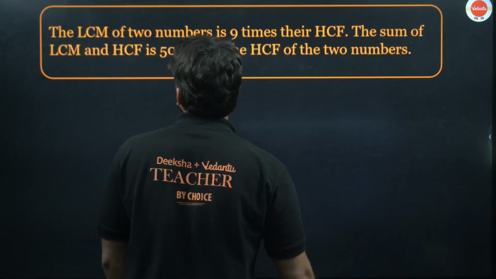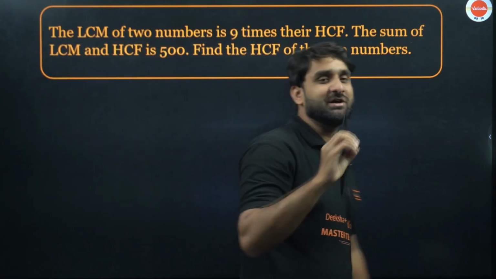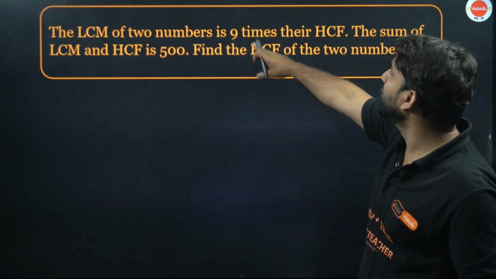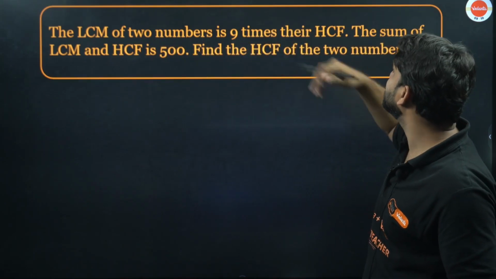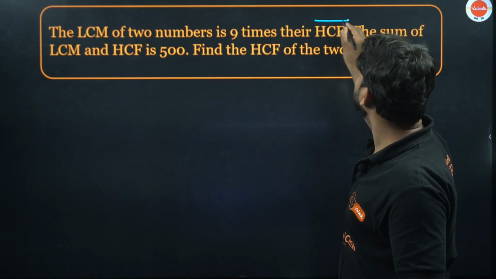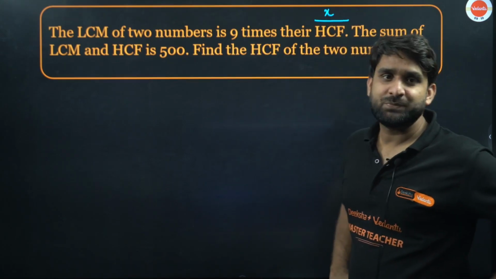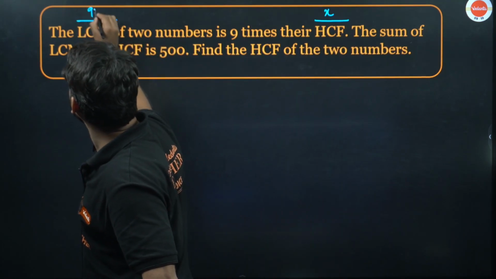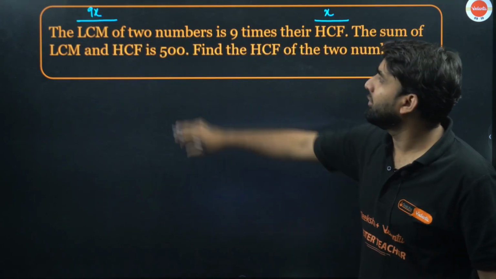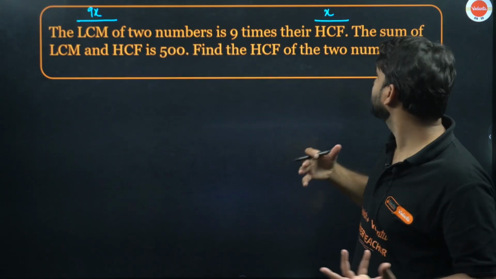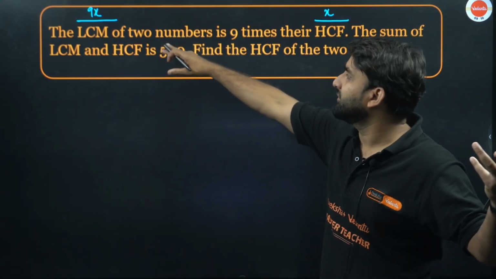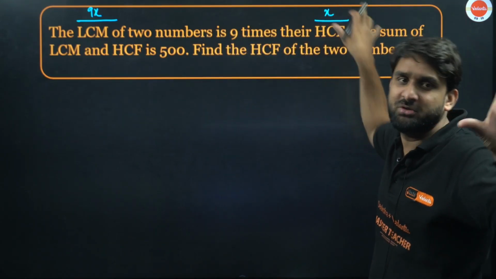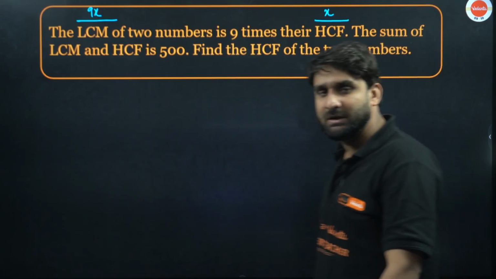Moving ahead. The LCM of two numbers is 9 times their HCF. If we imagine HCF as x, the LCM will become 9x. Clear everyone? Because I don't know the numbers, but the relation given here is that LCM is 9 times HCF. So I'm assuming HCF as x, so LCM will automatically become 9x.